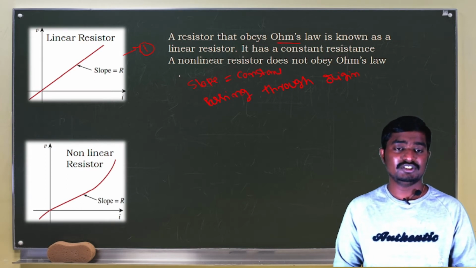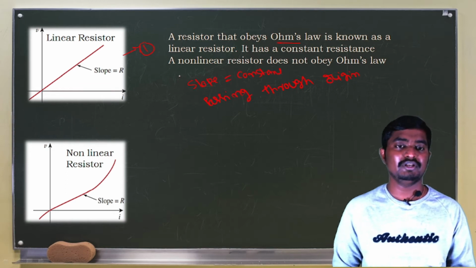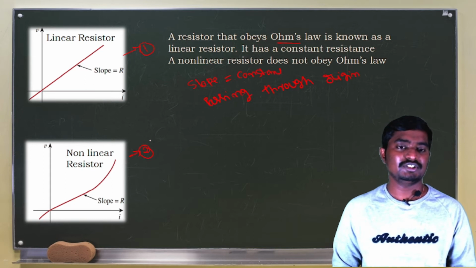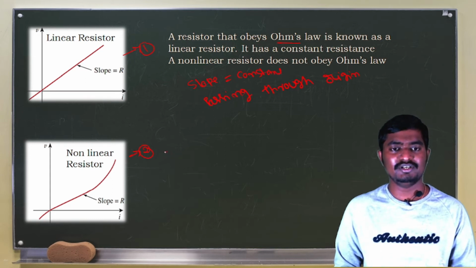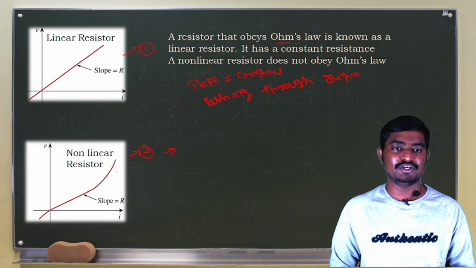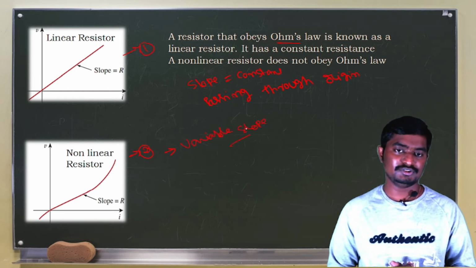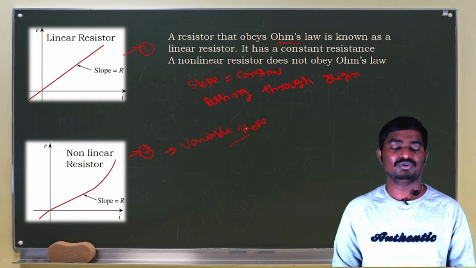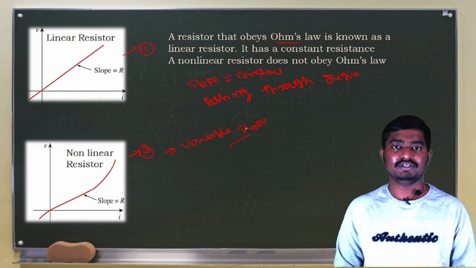A resistor which does not obey Ohm's law is said to be a non-linear resistor. In the second figure, this curve shows that the resistor is a non-linear resistor. For a non-linear resistor, the slope is variable, though the curve is passing through origin. Means the first condition is not satisfied, and the curve is non-linear. So this resistor is a non-linear resistor.